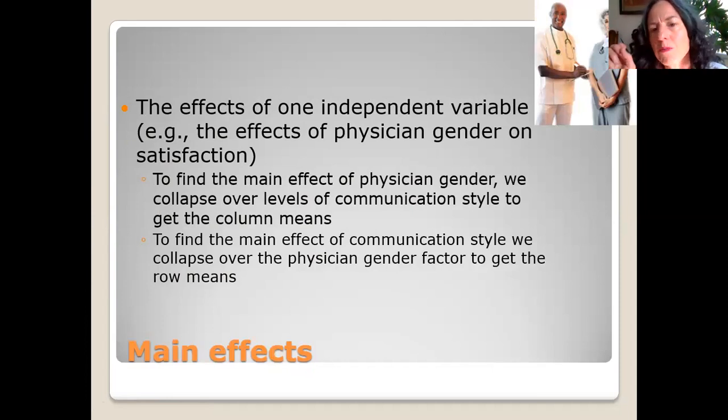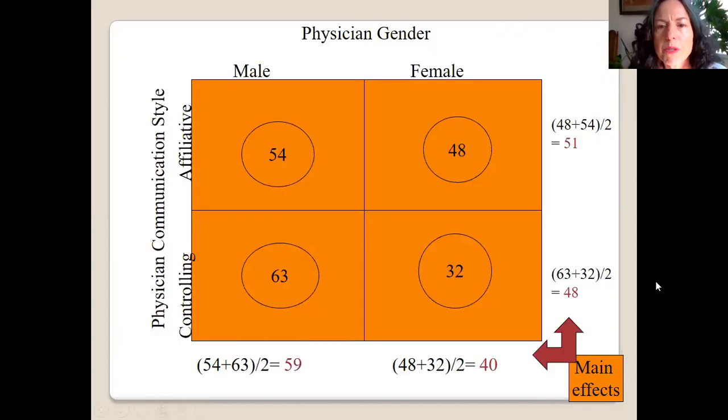And to find that, what we want to do is collapse across levels of communication style. And so I'll show you that in the next slide here. What we've done here is to find the effects of physician gender just by itself. What we've done is collapsed across these two. So we're collapsing across controlling and affiliative, and we add those together and divide by 2 to take a mean. And what we get there is 59.